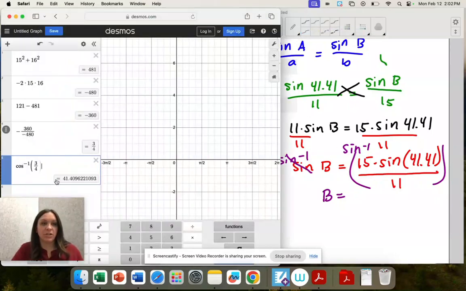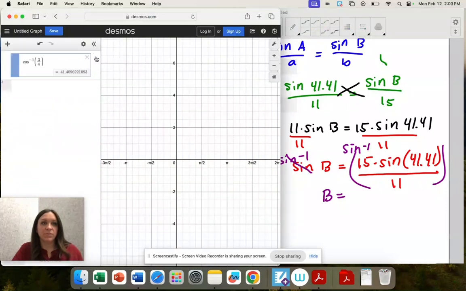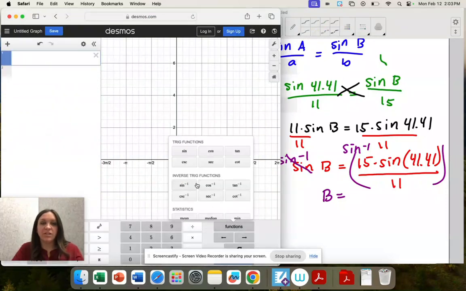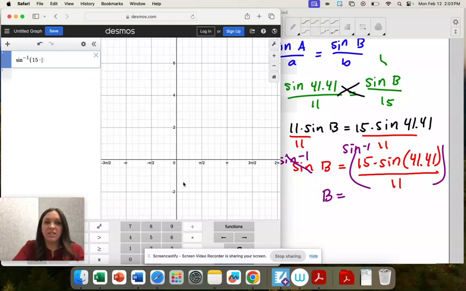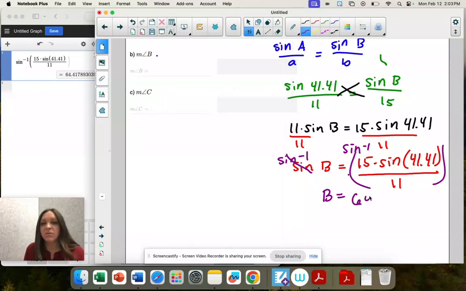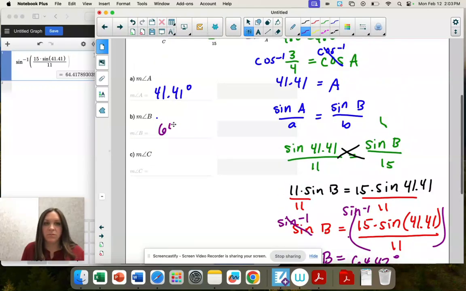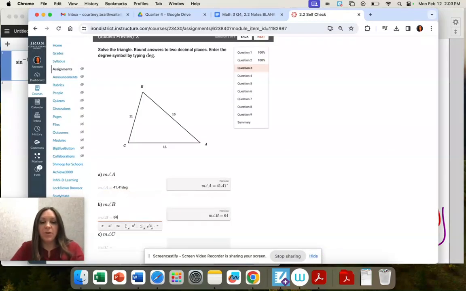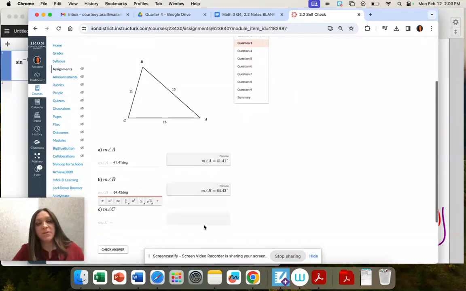I'm running out of room. I'm going to go to functions, inverse sine of 15 times sine of 41.41, all divided by 11. And I'm going to round to 2 decimal spots, so 64.42 degrees. Let's type that in. Remember to add the degree symbol after, because we're talking about angles.